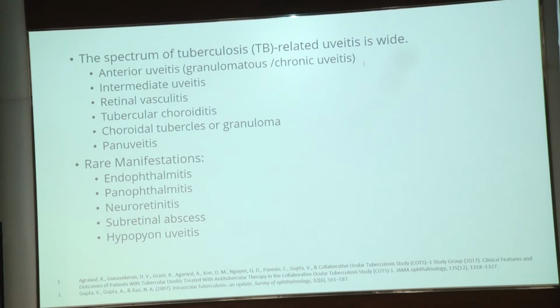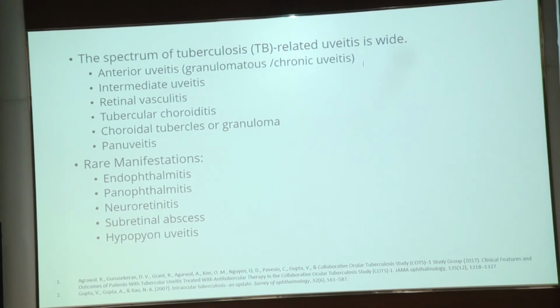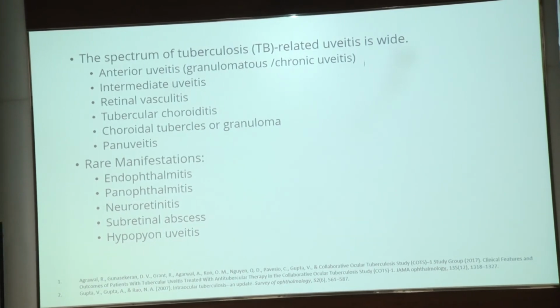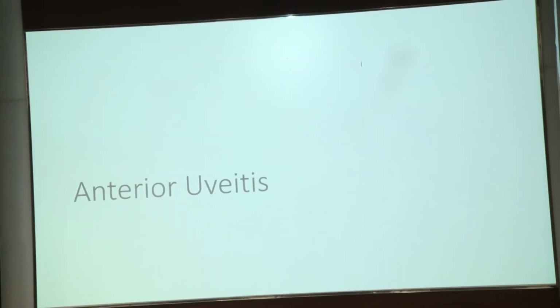So it can involve any part of the eye, right from the anterior chamber to the posterior chamber, in the form of anterior uveitis, intermediate uveitis, retinal vasculitis, and involvement of the choroid in the form of choroiditis or granulomas. And rare manifestations may include endophthalmitis, panophthalmitis, hypopyon uveitis, or subretinal abscess.